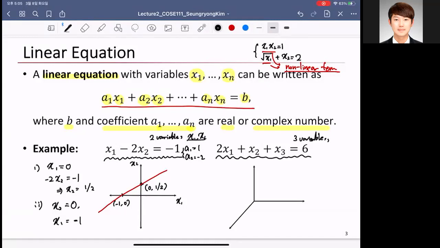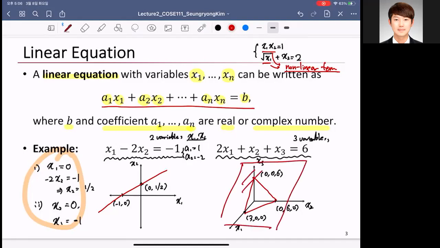Similar to this kind of technique, we can find the point that lies on each axis, I mean x1, x2, and x3. So this point should be (3, 0, 0), and this point is going to be (0, 6, 0), and another point is going to be (0, 0, 6) in this case. So the plane that represents this linear equation is going to look like this. So this is a 2D space visualization and 3D space visualization. So this is a linear equation. I guess most of you already know this one, right?